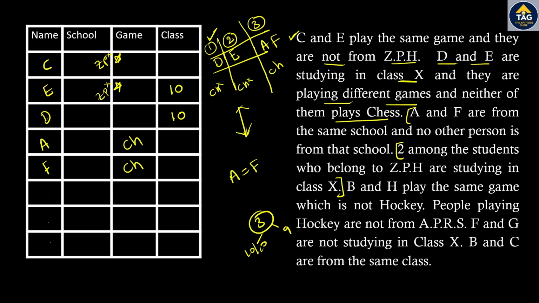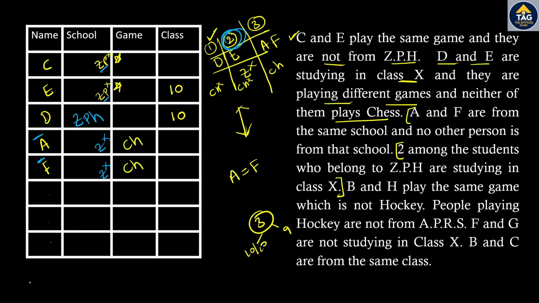E and C are not from ZPH. So, the second school should not be ZPH, as it's given here. And we have 3 members in ZPH and we have no other student from this particular school. So A and F are not from ZPH, C and E are not from ZPH. So that's obvious, D should be from ZPH. Hope this is clear, everyone.